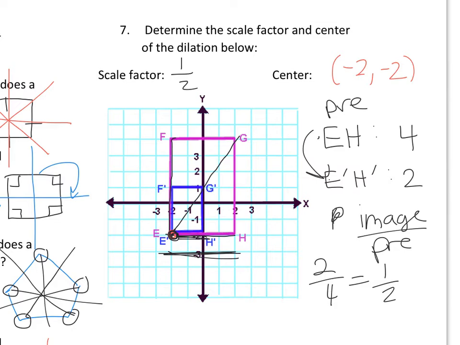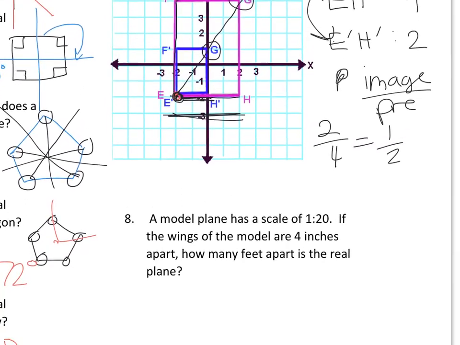So it wouldn't work if you just looked at the coordinates for this one because the center is not at 0, 0. Normally we could just look at the coordinates and see how you go from x to x prime, but this time the center is not at the origin.